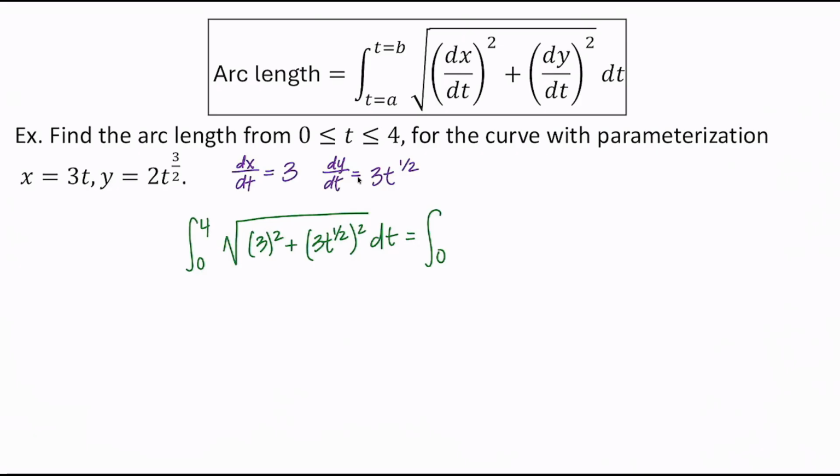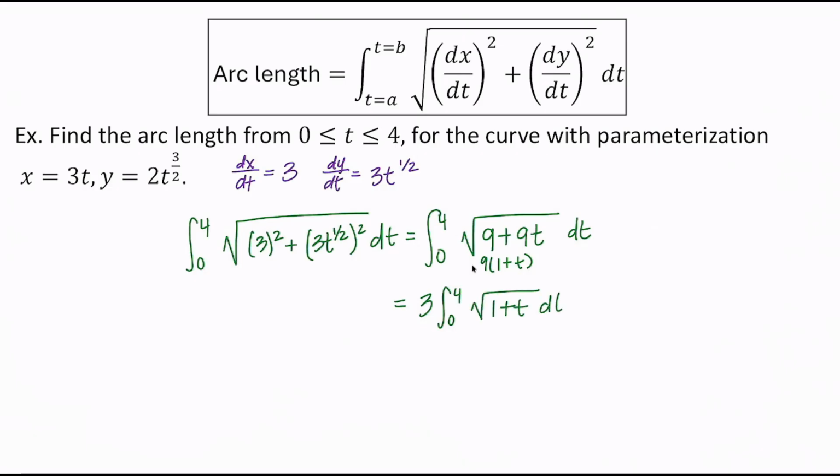Let's clean that up a bit. We're integrating 0 to 4, the square root of 9 plus 9t dt. So here, 3 squared is 9, and t to the 1/2 squared, 1/2 and 2 multiply together to just be 1. Here, notice I can factor out a 9. And so if I factor out a 9 underneath the radical here, it's like 9 times the quantity 1 plus t. And then I can take the square root of 9 now that this is a product, which is 3. So basically, I can rewrite this as 3 times the integral from 0 to 4 of the square root of 1 plus t dt.